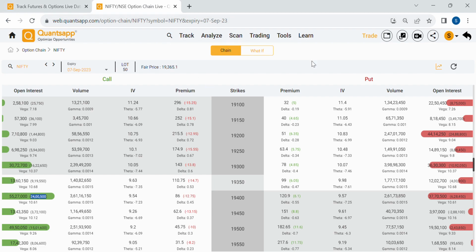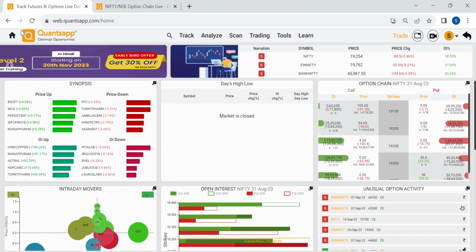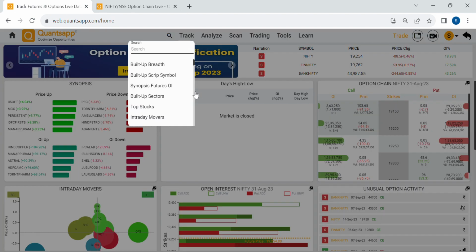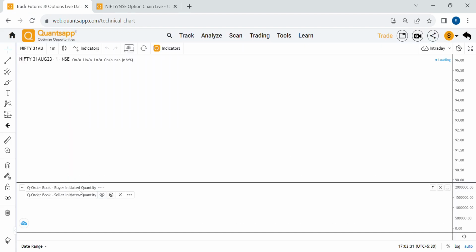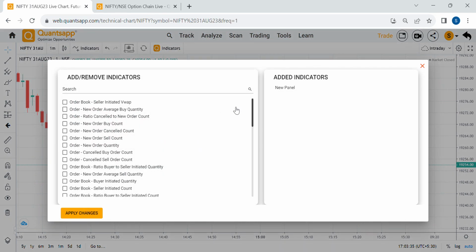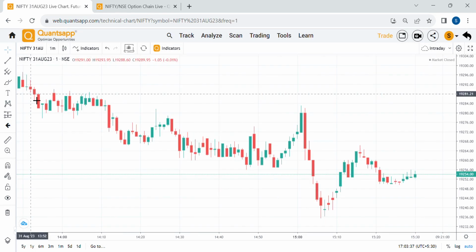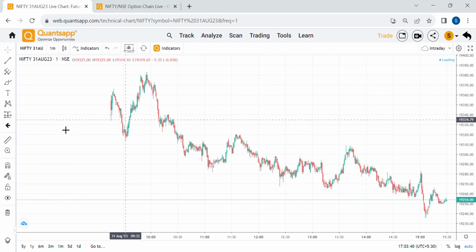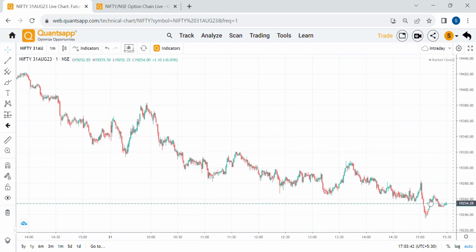Now, how can I combine this data along with charts? Let me navigate to chart. You can do it directly from here, or you can come to the home screen and just search for chart. You need to access this analytic, which is charts, order and trade. Quantsapp offers real-time charts for everyone. The order book indicators, which give us an edge for intraday trading, come under the Pro Plus plan. But the normal charts can be accessed by everybody who has signed up with Quantsapp.